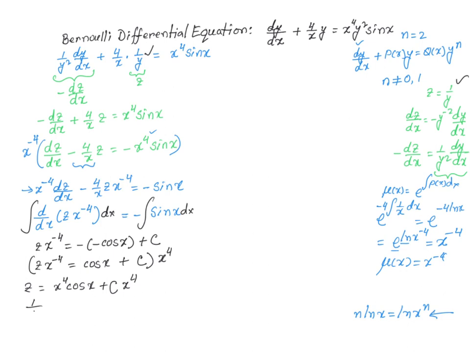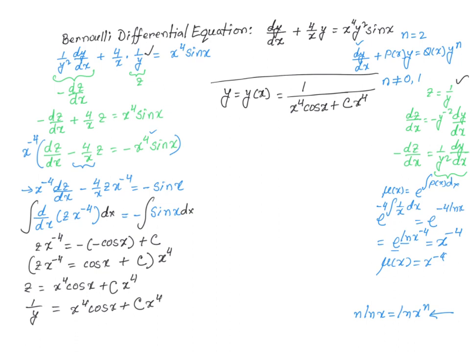So this is going to be 1 over y is equal to x to the power 4 cosine of x plus c times x to the power 4, or y is equal to y of x, which is going to be equal to 1 over x to the power 4 cosine of x plus c times x to the power 4. And that, by the way, should be your solution to this Bernoulli differential equation.